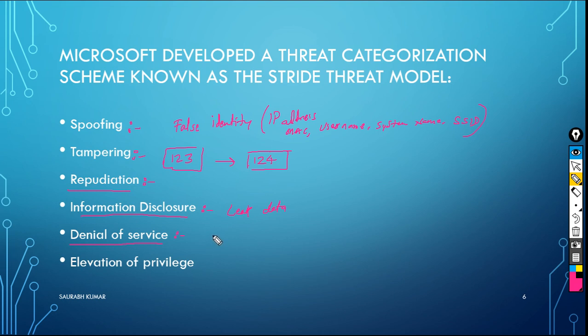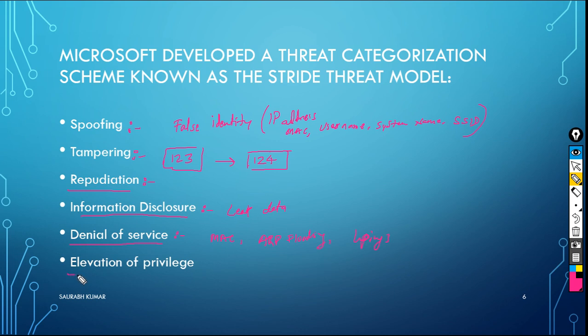Maybe they can use MAC flooding. Maybe they can use ARP flooding. So by using any kind of flooding technology, maybe they can even use the hping command. By using such methods, they can carry out a denial of service attack.